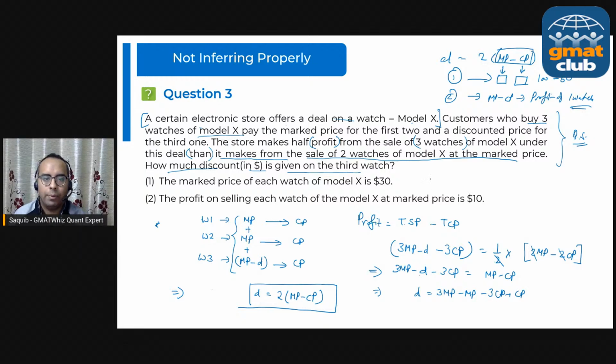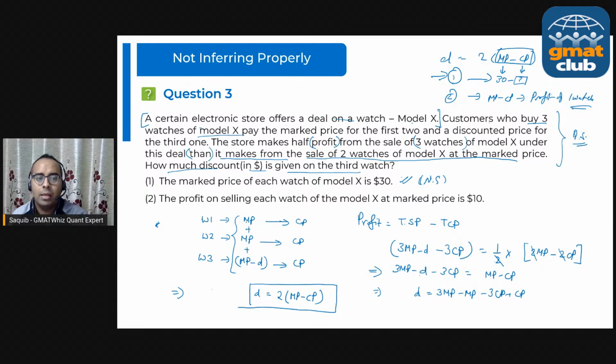Now let's look at the first statement: the marked price of one watch is $30. If I look at my two inferences, this one fits the first one. I know my MP, but do I know my CP? CP is not given to me, but I need both of them to get my answer. I don't have the individual values, so this is not sufficient. Since I spent time on the main stem, it might take me even 2 minutes there, but analyzing the statement hardly takes any time because I know what I'm looking for. I can simply say not sufficient in 15, 20 seconds.